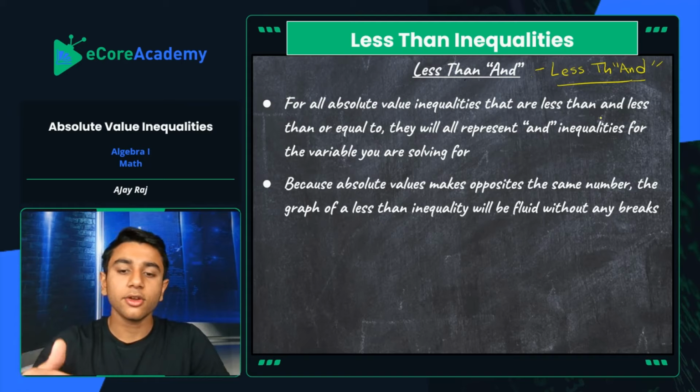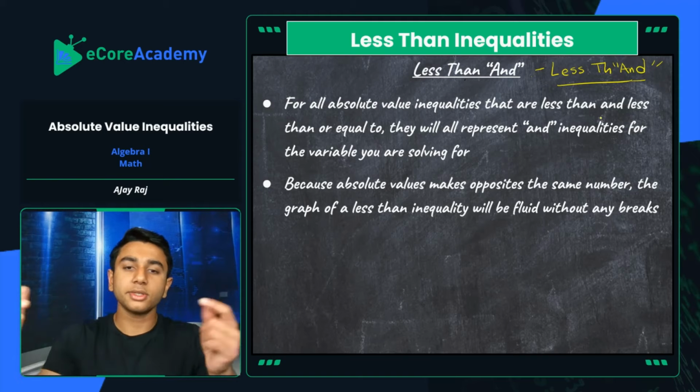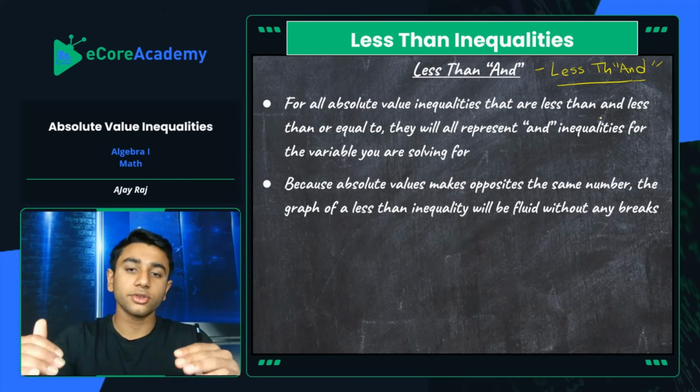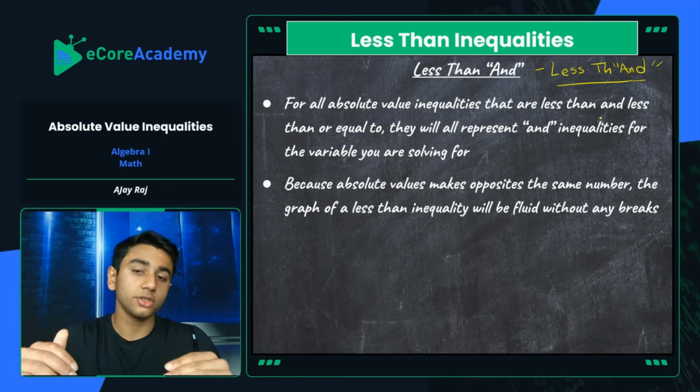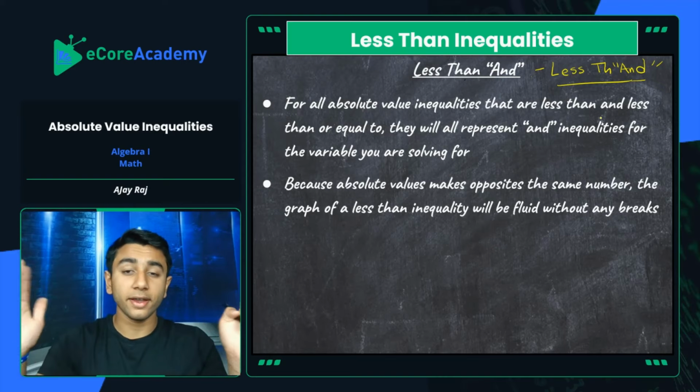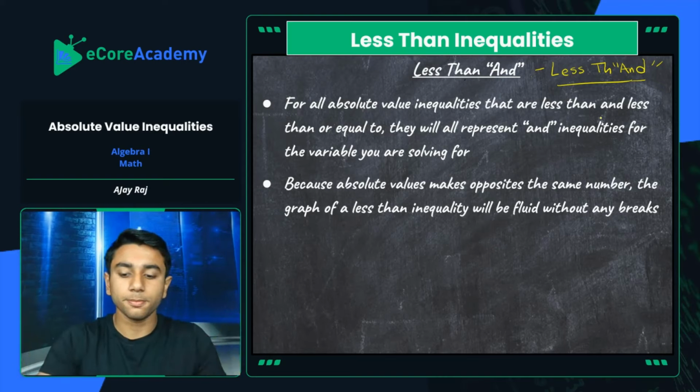So in that case, the graph of a less than inequality will be fluid without any breaks, because essentially what it's saying is in a less than inequality, your final answer is going to be greater than the smallest value and less than the greatest value. So that means they're going to merge and they're going to have finite points as an "and" compound inequality.